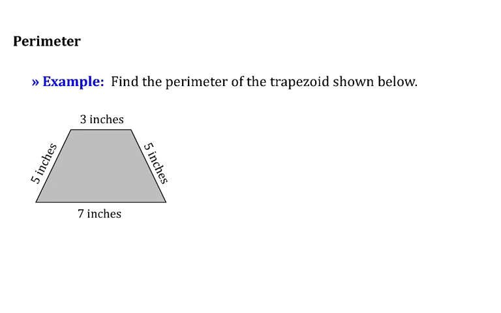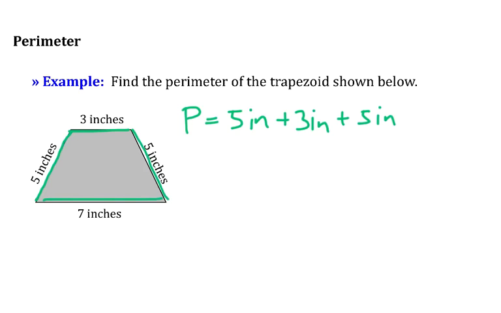So our next example asks us to find the perimeter of the trapezoid shown below. In this diagram, all 4 sides of our trapezoid are labeled. So if we just start again, I'll just start at the bottom left and walk around. I'm going to be adding 5 inches with 3 inches, with 5 more inches, and finally 7 inches.